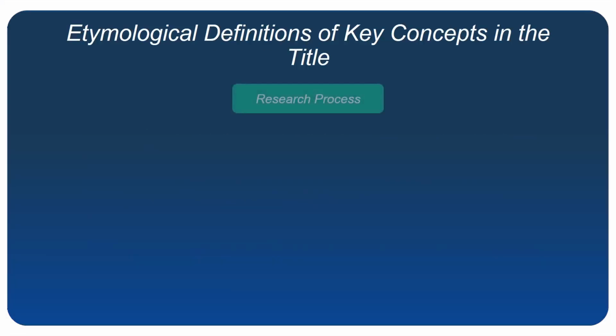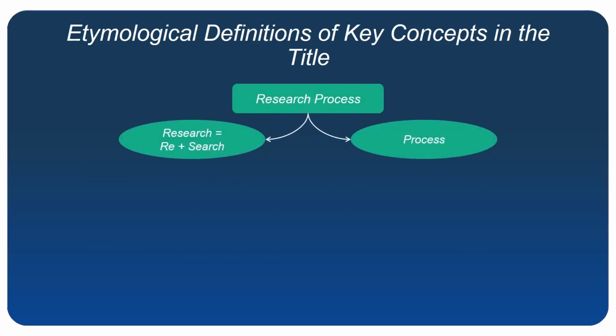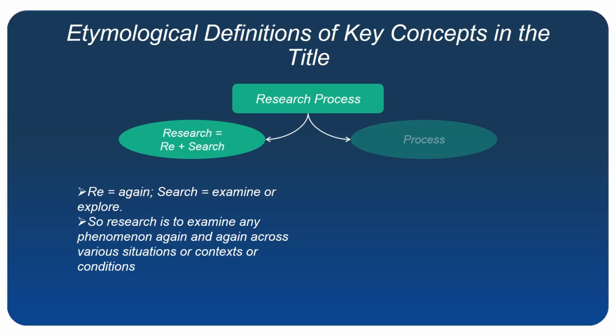Well, when we look at the title given for this module, there are two words. The first word is research and the other word is process. Let us see what we mean by research. In fact, we can split the word research into two components. The first component is re and the second component is search. So, re plus search is equal to research.